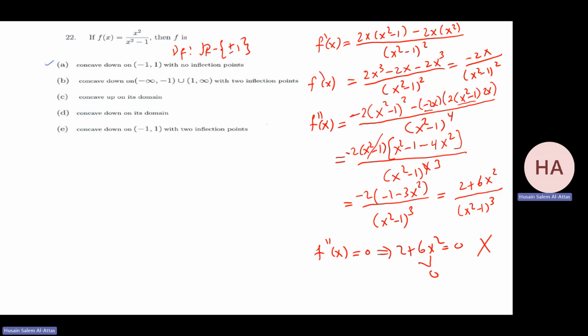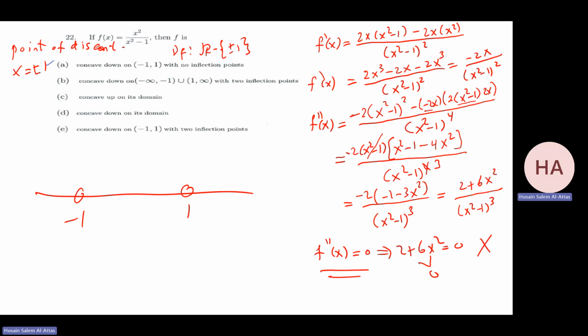So now, first we need to find the points of discontinuity. It's very clear, x equals plus or minus 1. So we'll make the number line, I have only minus 1 and 1. From here, I'm getting nothing. So take a value before minus 1. Don't forget, this is f double prime.